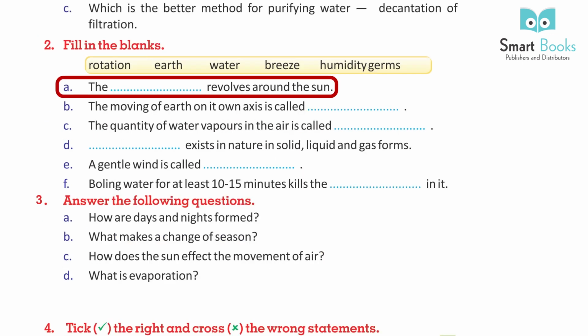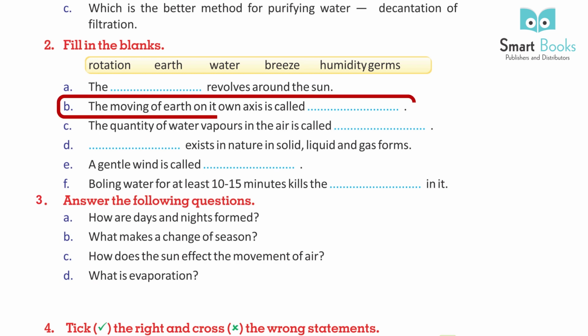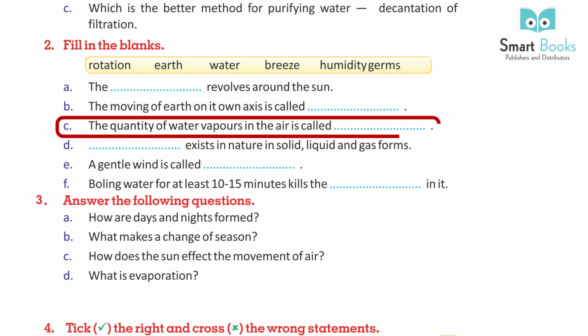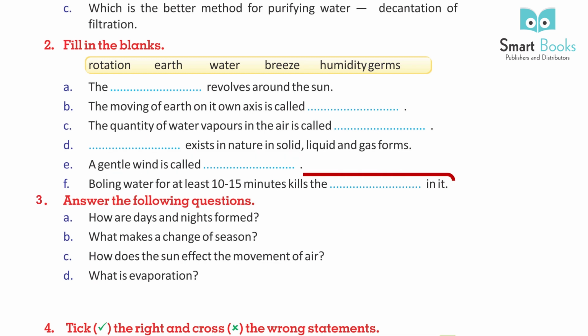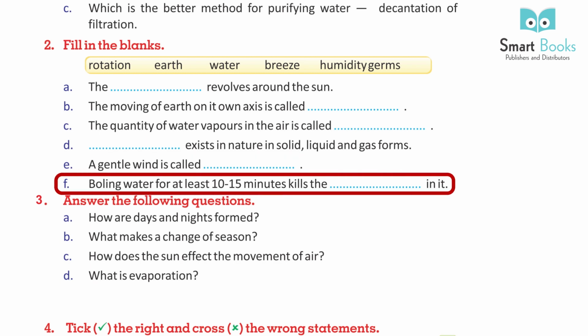2. Fill in the blanks. A. The dash revolves around the sun. B. The moving of earth on its own axis is called dash. C. The quantity of water vapors in the air is called dash. D. Dash exists in nature in solid, liquid and gas forms. E. A gentle wind is called dash. F. Boiling water for at least 10 to 15 minutes kills the dash in it.